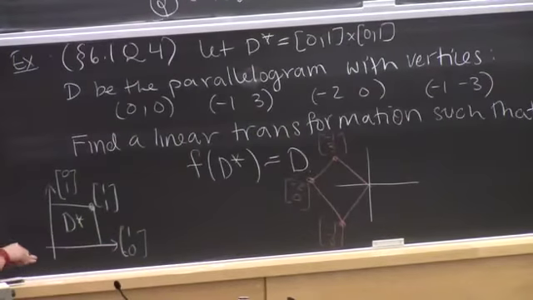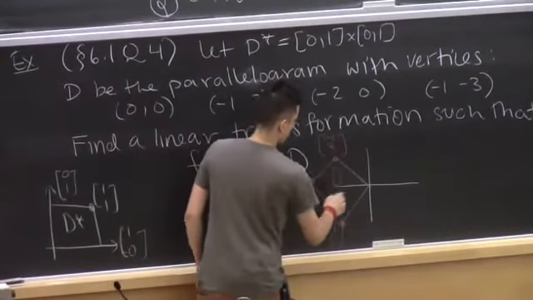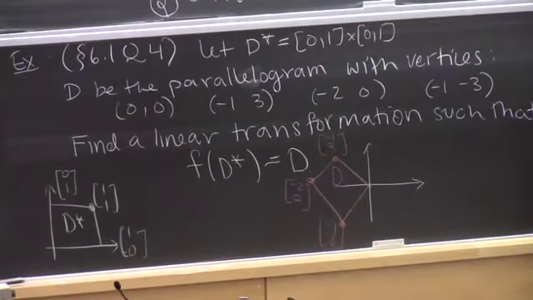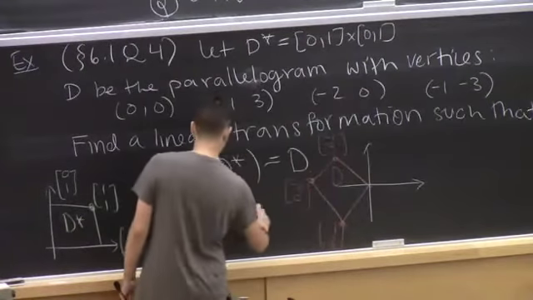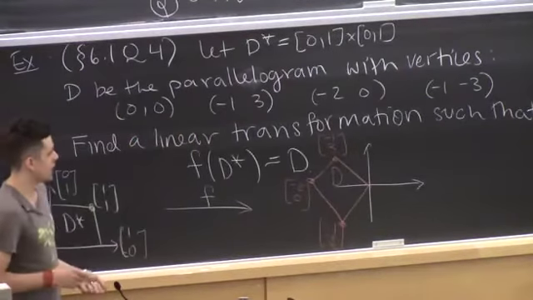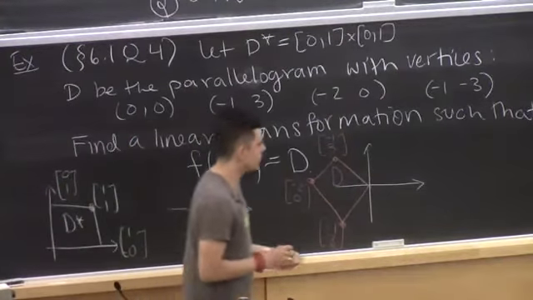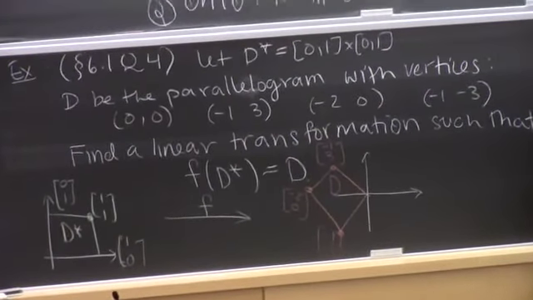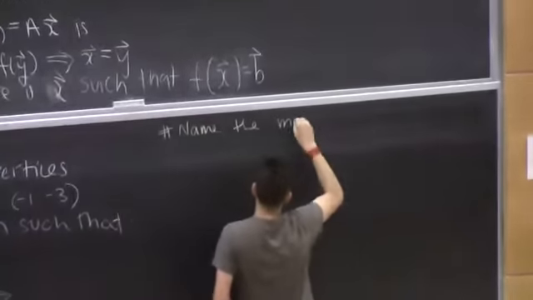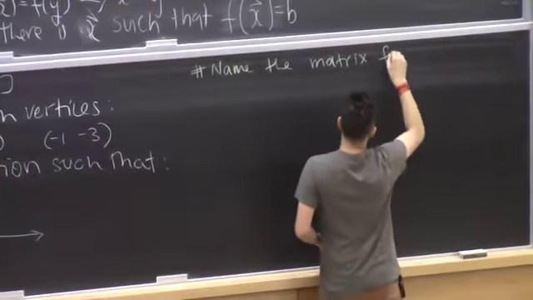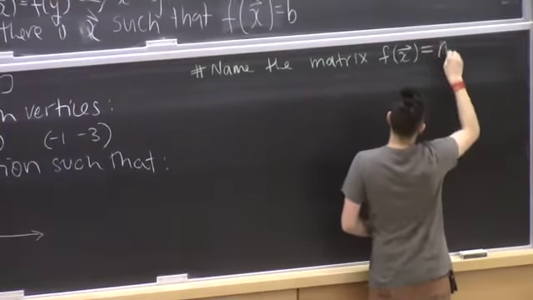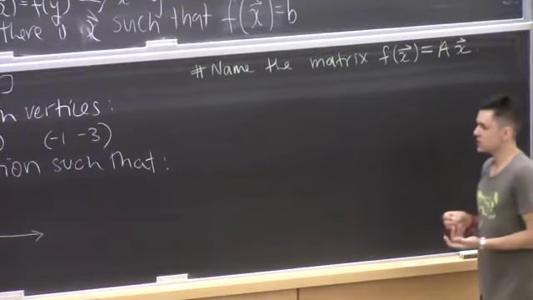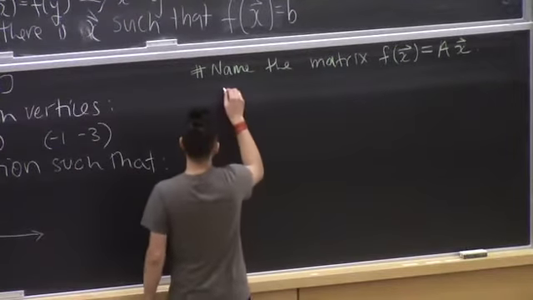Okay, so we're looking for the map that sends D star to D. So we have to, our unknown is a function. Okay, very good. So how do we go about doing this? We're going to give some name to that matrix, the matrix that affects this linear transformation.